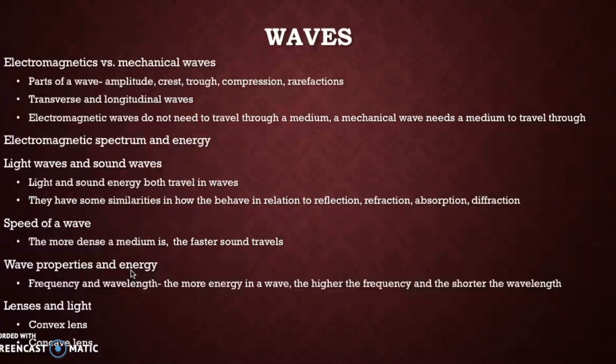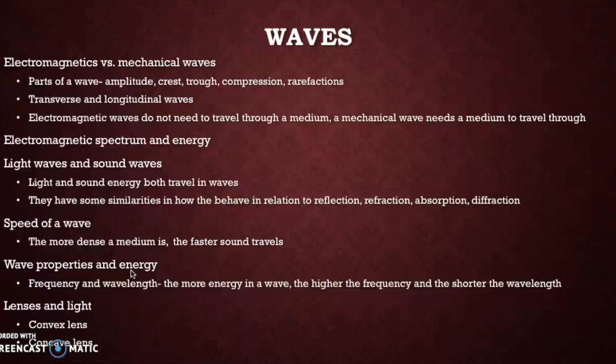You have transverse and longitudinal waves. They have different parts depending on the type of wave they are. But parts include amplitude, which is found in both, crests and troughs, which are in your transverse waves, and then compressions and rarefactions, which are in your longitudinal waves.